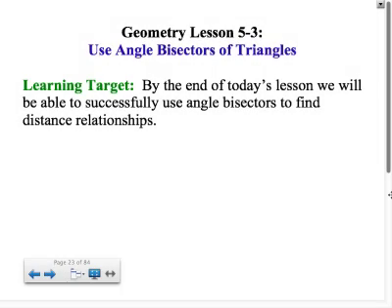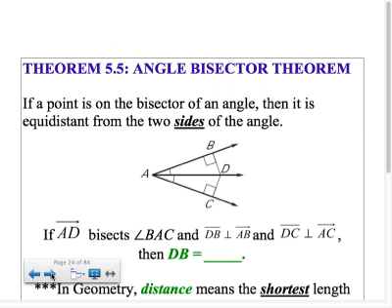We continue our discussion here in Chapter 5 regarding relationships that occur within triangles. In Section 3 in particular, we're going to focus on angle bisectors of triangles. And again, you already know what an angle bisector is, so we're just going to see how this might relate to a triangle and to some general cases as well.